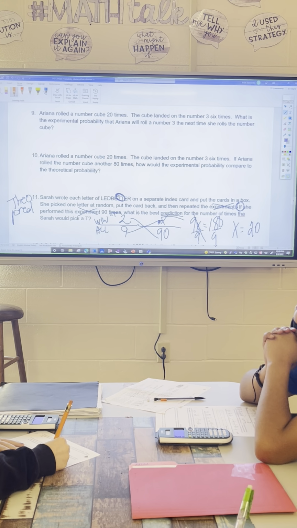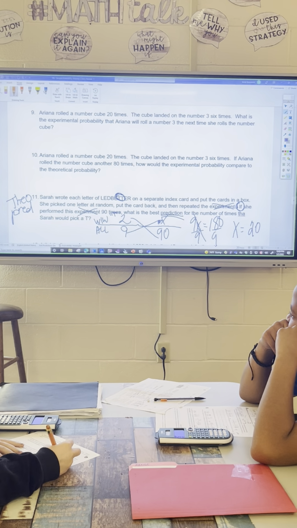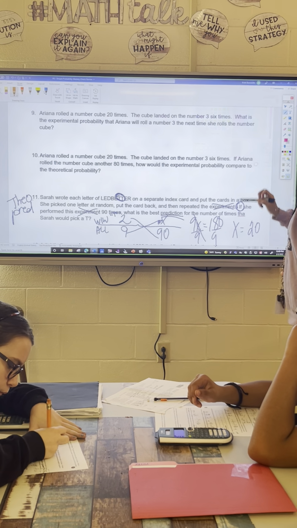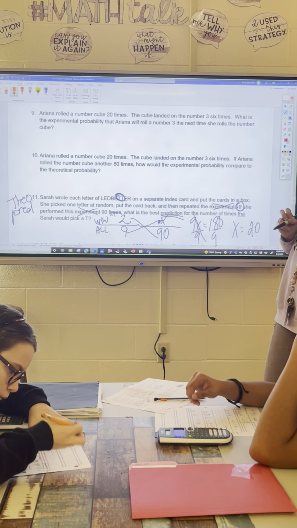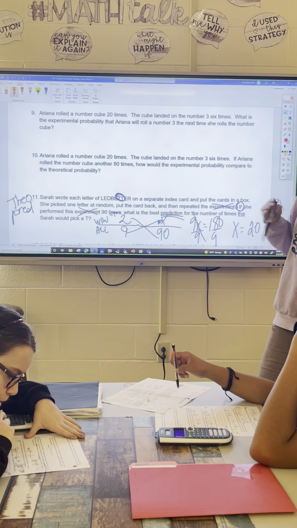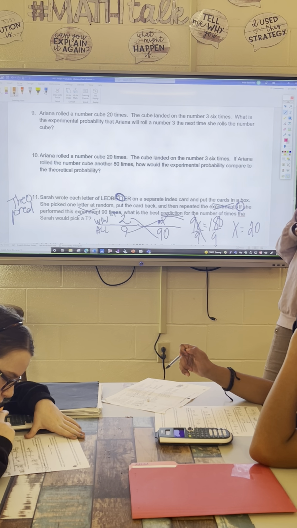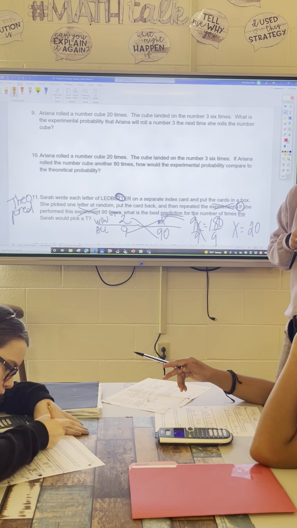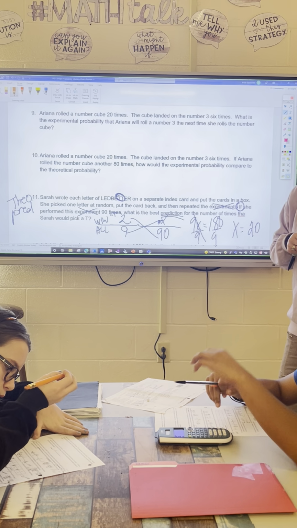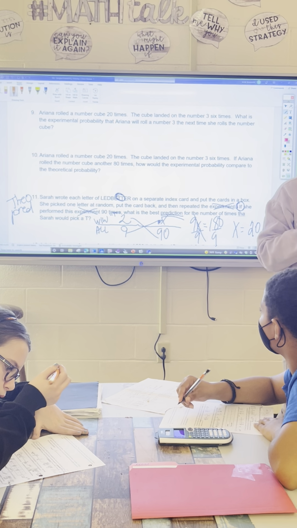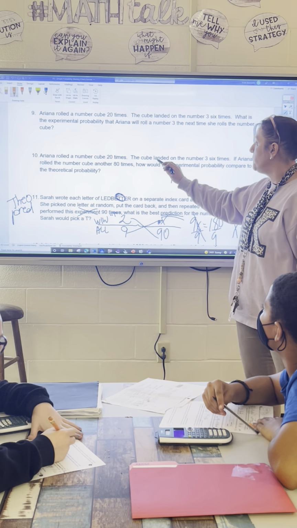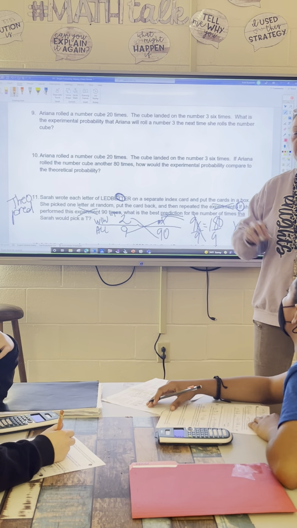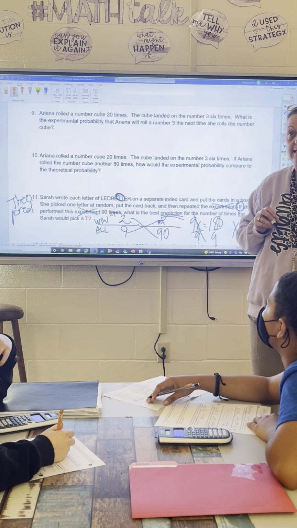Okay? Does that make sense? Okay? Look at number 10. I want a new color. Ariana rolled a number cube 20 times. She rolled a number cube. She has done it, according to Landon. If she's already done it, I should have some data, right? And what is the next sentence? The cube landed on the number 3 6 times. Well, look at there. She landed on the number 3 6 times. I got some data now, hadn't I?